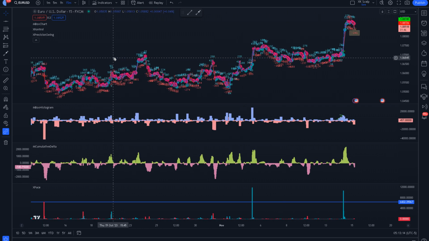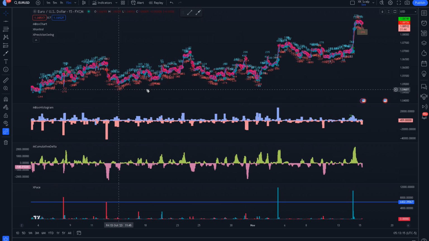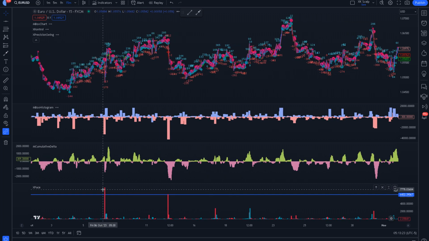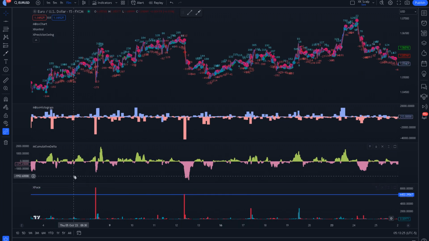Let's see if we can get somewhere where it's... I know I drew this line here, but let's say this triggered right here. What do we do in this scenario?